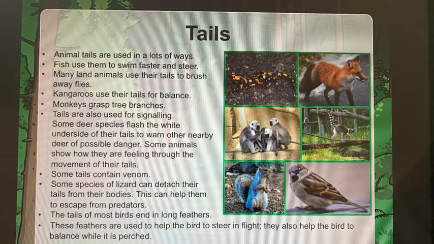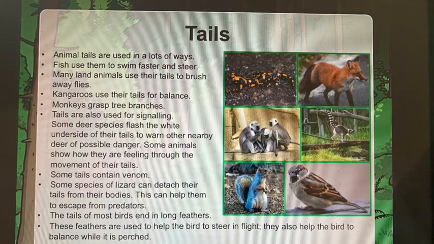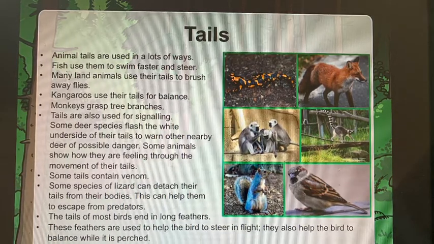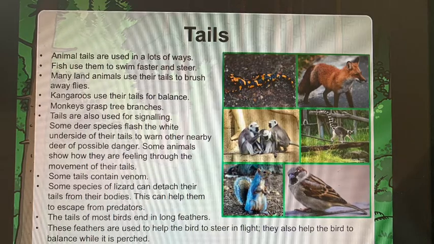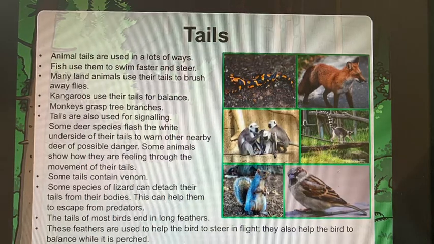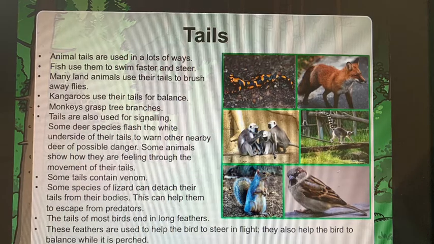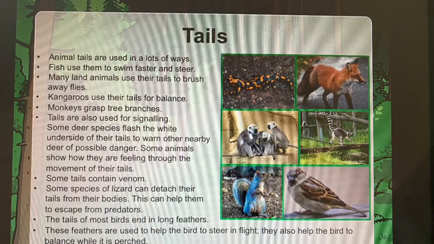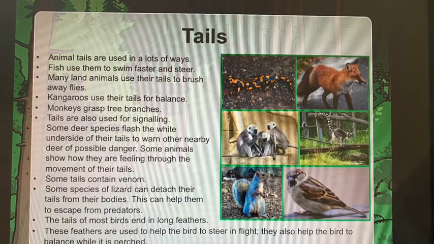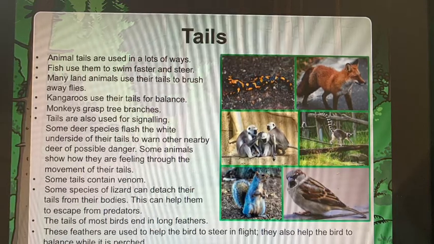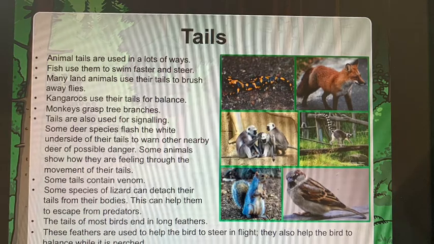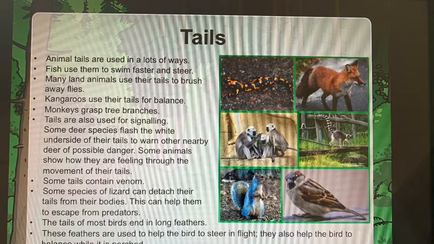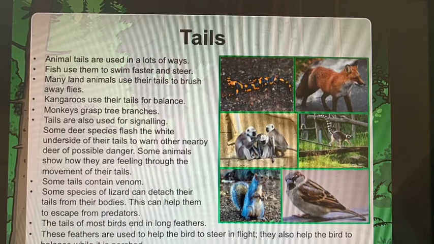Tails. Animals' tails are used in lots of different ways. Fish use them to swim faster and to help with the steering. Many land animals use their tails to brush away flies. Kangaroos use their tails for balance, and monkeys use their tails to grasp trees and also for signalling to let other monkeys know things. Some deer species flash the white underside of their tail to warn other nearby deer of possible danger. And some animals show how they're feeling through movement of their tail.